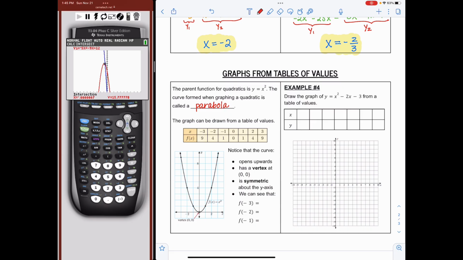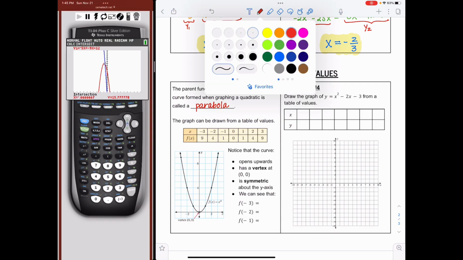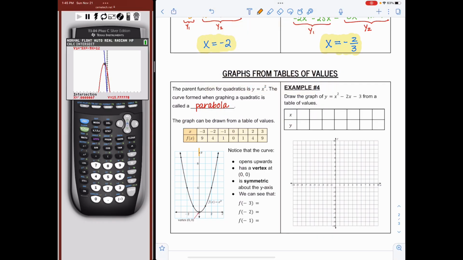So for instance, we have a table of values below, and you have a graph, and there are some things that you need to notice. The graph is going to open upward, which is why you have the arrows pointing up. The graph has a vertex, which is at 0, 0. And the graph is also symmetric about the y-axis. We know that it is symmetric about the y-axis because that vertical line where the y-axis is splits that parabola into 2 equal halves.